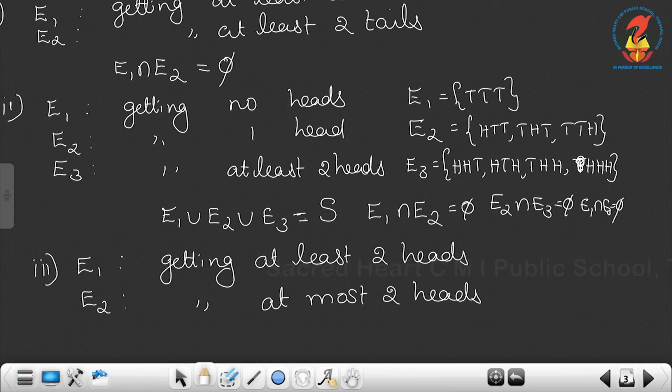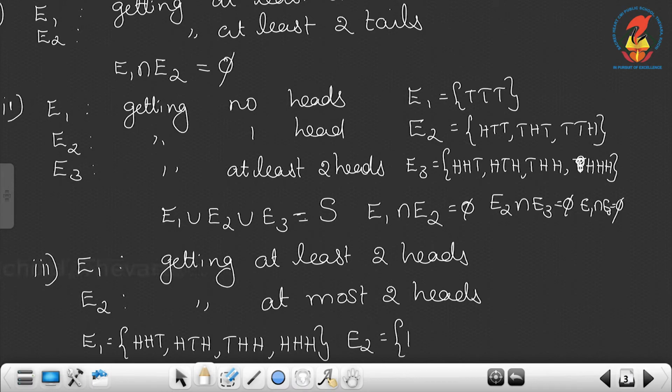I'll write here. What is E1? E1 means 2 and more. That is double H, HHT, HTH, then THH and triple head, that is HHH. Then E2 means at most 2 heads, that is HHT, HTH, THH. Now one head we have to write, that is HTT, THT, TTH, and what? 0 head. 0 head means TTT.